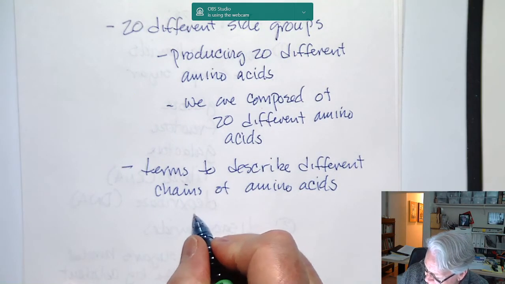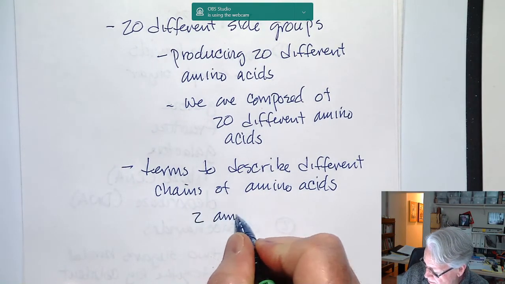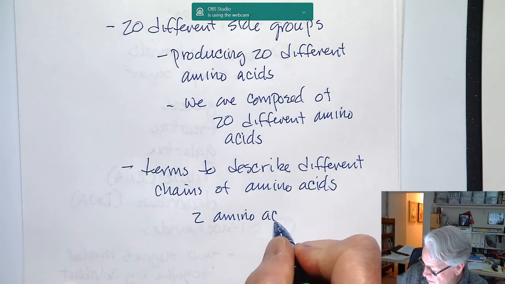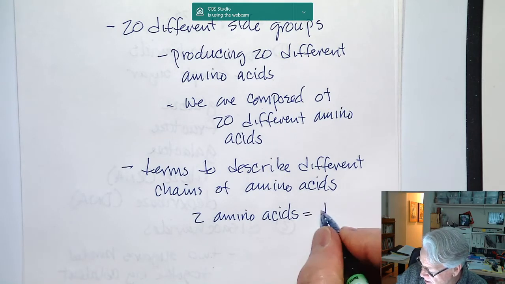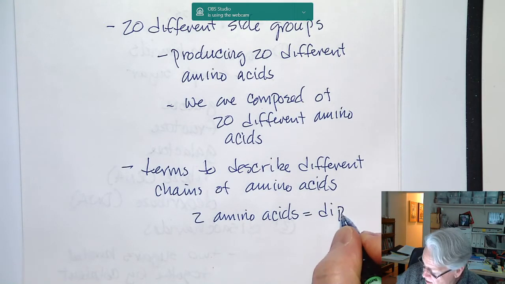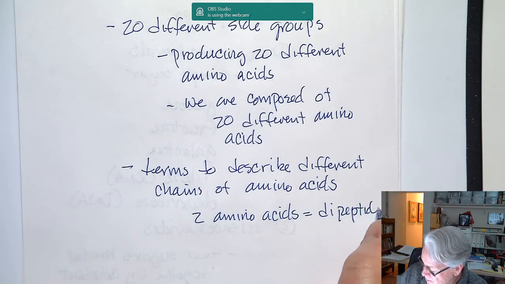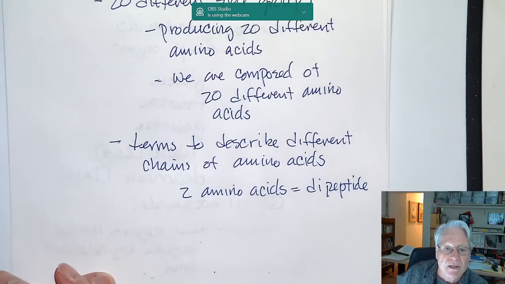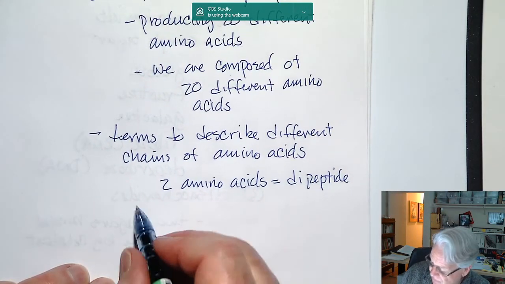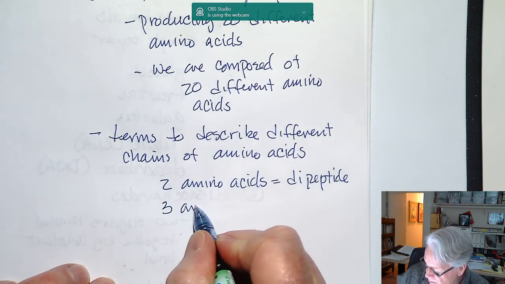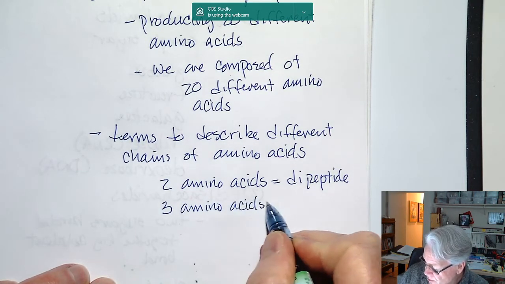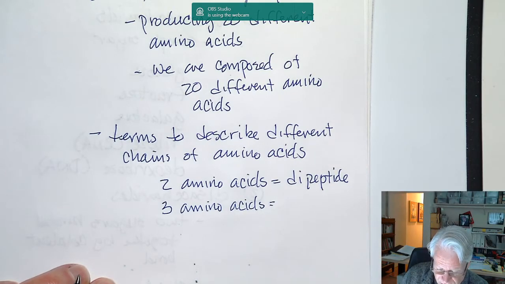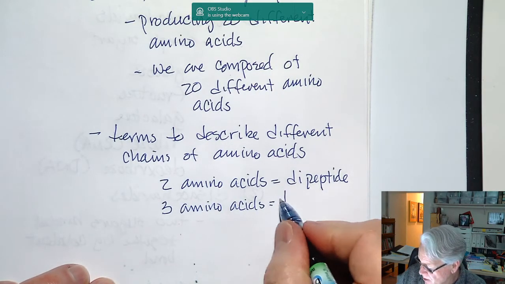So if I have 2 amino acids, what I'm going to call that is a dipeptide. Dipeptide. If I have 3 amino acids, you can probably guess this, it's going to be a what? A tripeptide. That is correct.